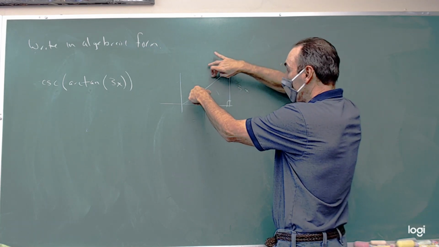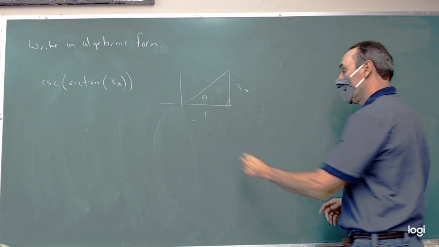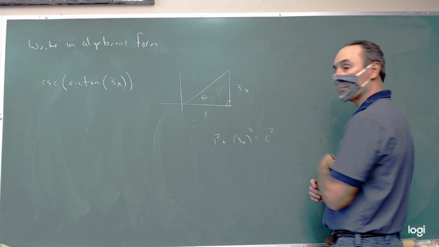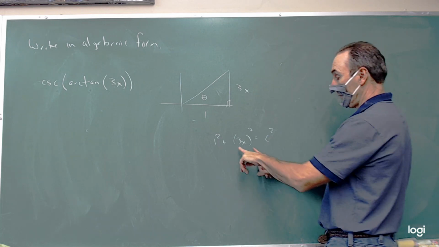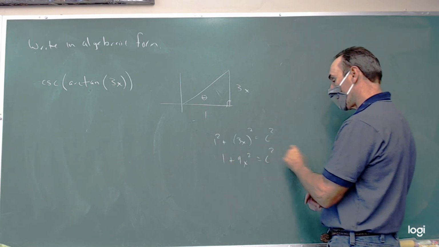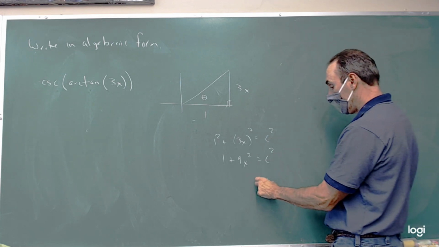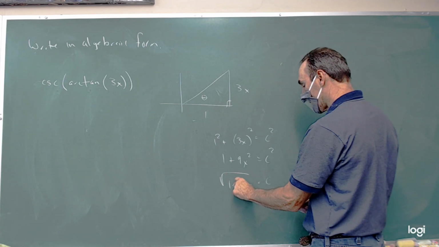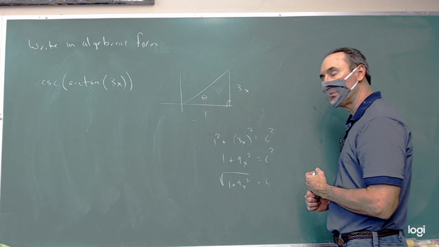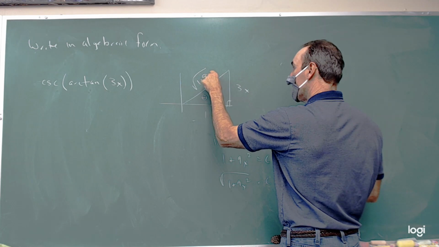Now we can do some Pythagorean theorem to find the hypotenuse. Let's see. A squared plus b squared equals c squared. Remember, you're squaring the quantity 3x. So that's 1 plus 9x squared. Okay? So c is going to be the square root of that. Is that 1 plus 3x? No. Good. Even if you thought it was, don't.